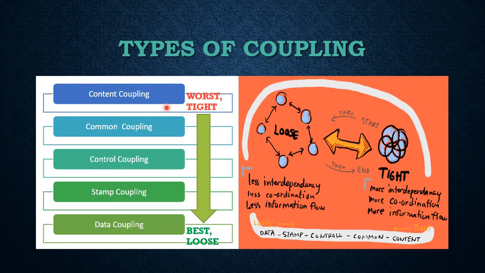In content coupling, one component secretly modifies data that is stored internally in another component. Common coupling. Here, a number of components make use of a global variable, which can lead to uncontrolled error propagation and unforeseen side effects. Then comes control coupling.